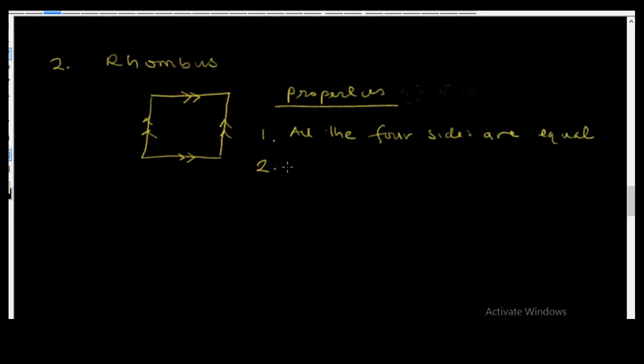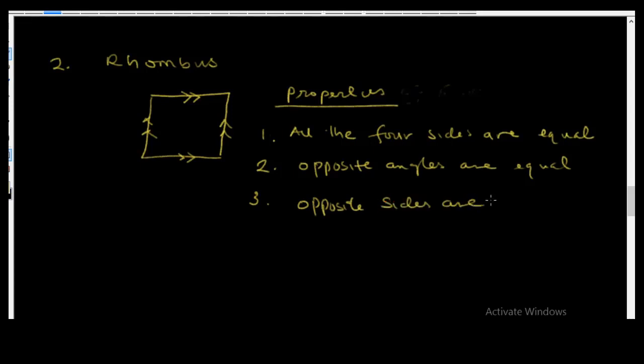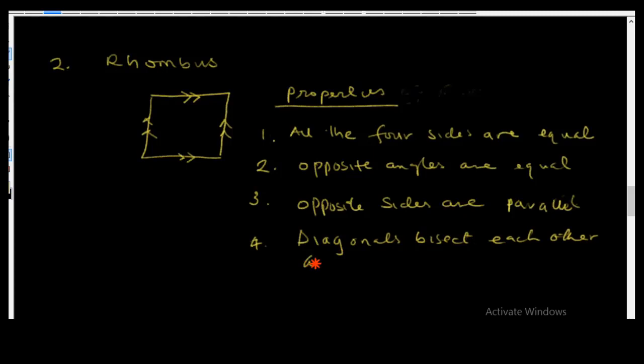Let's proceed. The second property is that opposite angles are also equal. Let's see the third property: opposite sides are parallel. And number 4, the diagonals bisect each other at 90 degrees. So these are the properties of a rhombus.